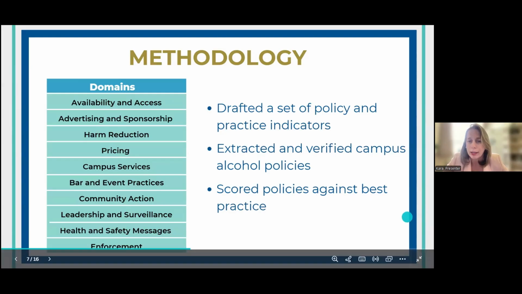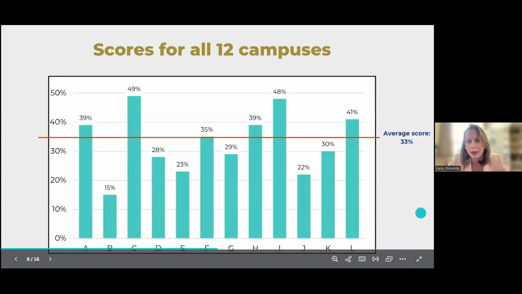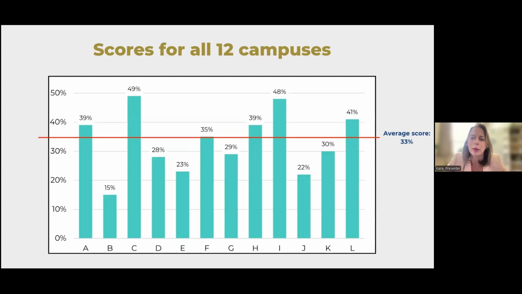And then we extracted and verified all the campus alcohol policy data and scored each policy against best practice in each of these domains. There's more details about the methodology in the final report if you want to know more about that. So these were the results of that project.